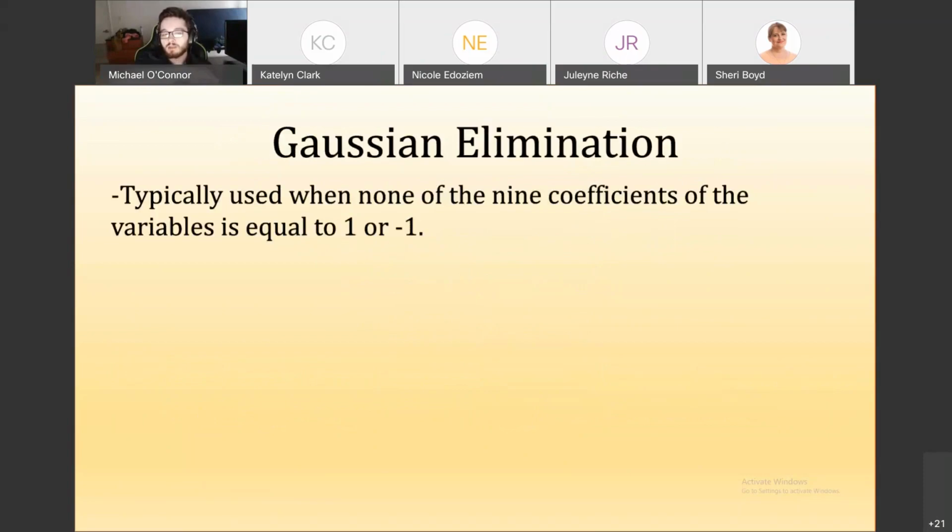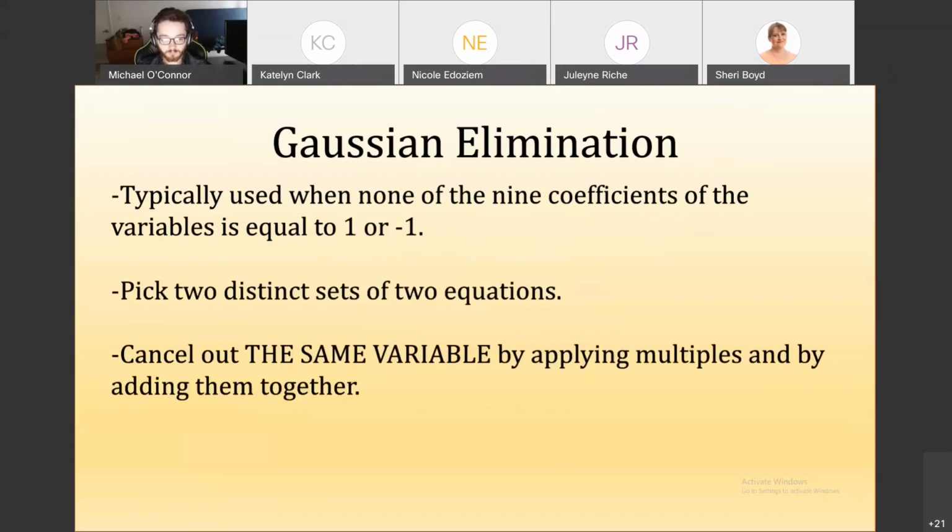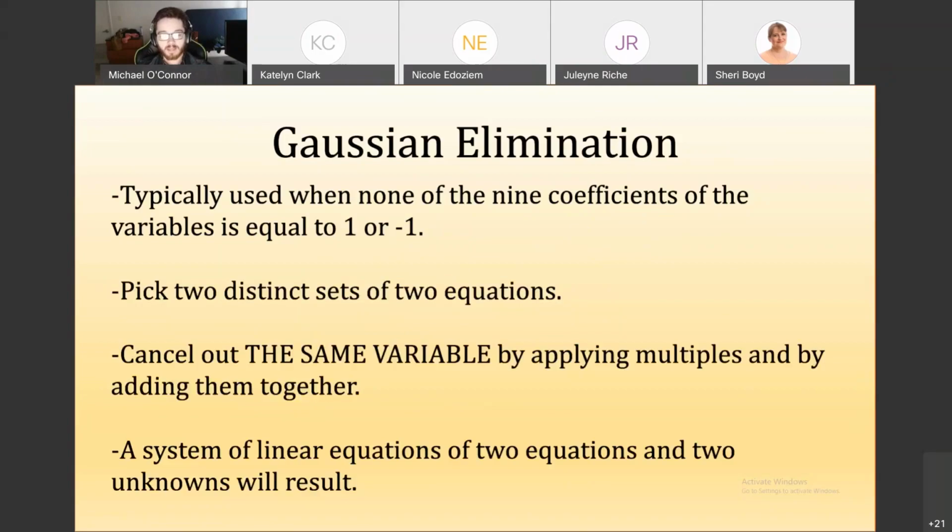And the way you actually do this is you pick two distinct sets of two equations, and this will make more sense when I go through and do it. So two distinct sets of two equations, and then you cancel out the same variable from the two sets by applying multiples and adding them together. After you do that, you'll have a system of linear equations of two equations and two unknowns. Then you'll do the same thing, solving for x and y, and then going back and solving for z. It'll make more sense when I go through an example.